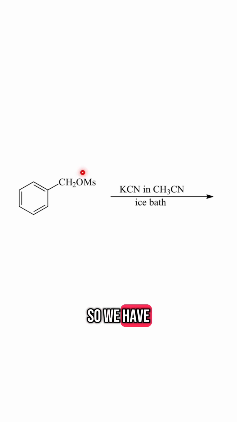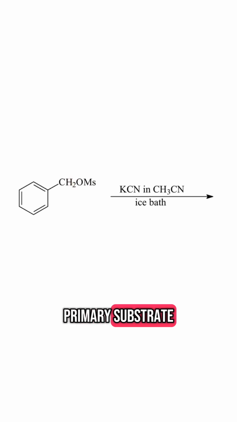So we have this here, and now if you see an MS, that's a mesylate. It's like a tosylate, similar to that. And for the purposes of this, just know it's a really good leaving group. So that's going to be our leaving group here. So not just the MS, the OMs. So OMs, that's our good leaving group.